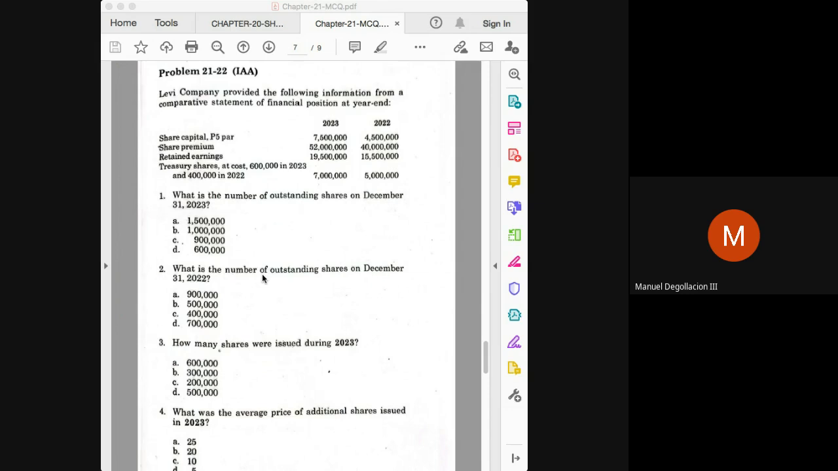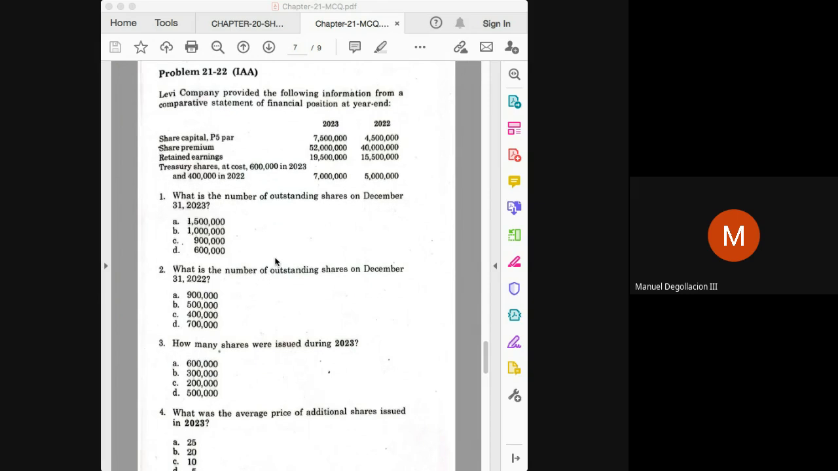What is the number of outstanding shares in 2023? Your share capital at the end of 2023, 7,500,000. You divide that by 5 pesos, you will get your total issued shares. So 7,500,000 divided by 5 pesos will give you 1,500,000 shares. Okay, and the 1,500,000 is our issued shares, so we will have to deduct the number of treasury shares. And how many treasury shares do we have? In 2023, we had 600,000. So 1,500,000 minus 600,000, the outstanding shares in 2023 would be 900,000.